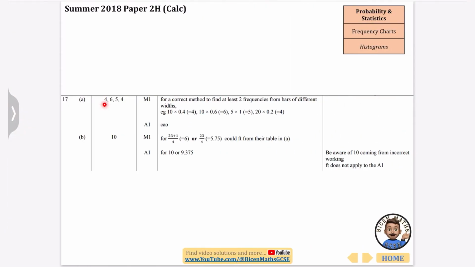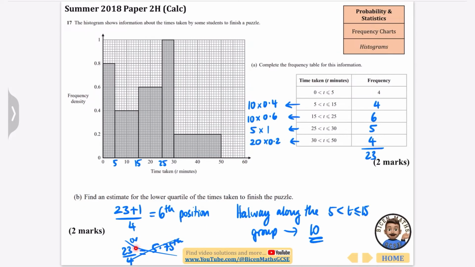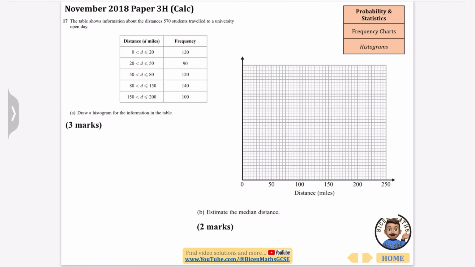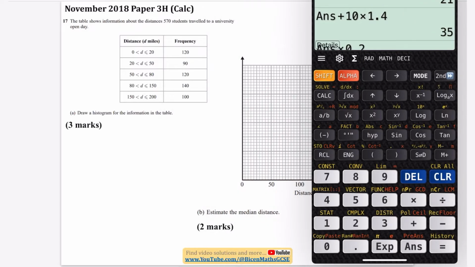So let's see, we've got our 4, 6, 5, 4, and we've got the 10. And notice how they've got the 2 different ways of doing this, and the 10 is what corresponds to this. If you do the 5.75, you can do the 9.375. It's annoying because when you go to A level, this is what they want you to do, but here you've got a choice of which one you do. Okay, I'm just going to put this to the other side, so I usually keep it.